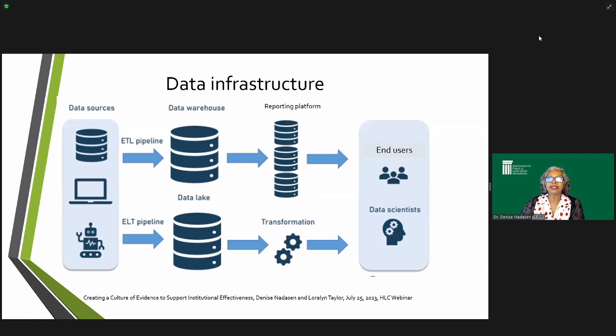So I have this lovely picture here, and this is just an example of what a campus data infrastructure might look like. In the first column, we have source systems, and these are systems that typically collect data about students, faculty, or staff. This would include your student information system, the customer relations management system. You might have personnel data, housing data, lots of places where data are collected.